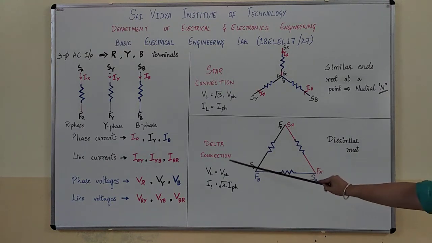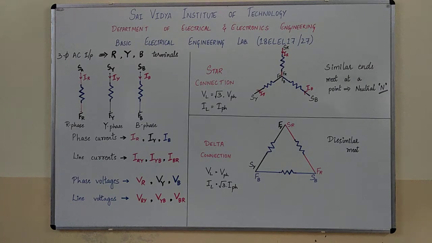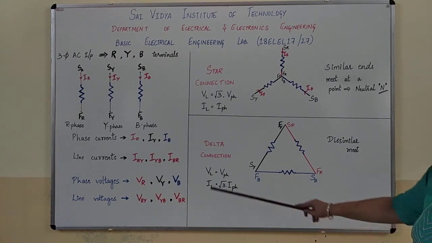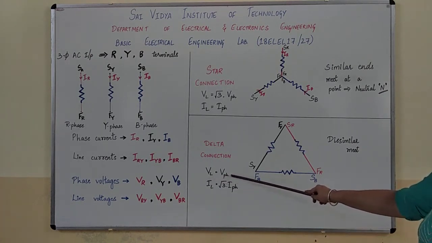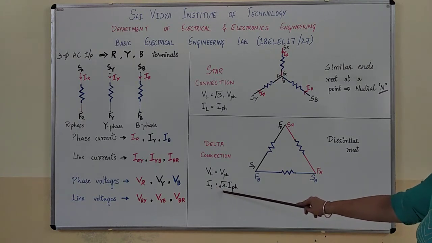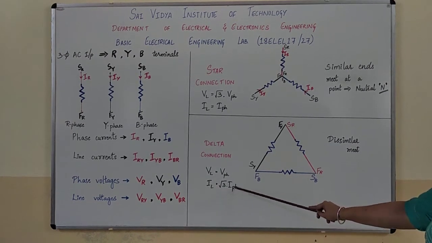Right? Next, let us know about the line voltage, phase voltage, line current and phase current relationship in delta connection. Theoretically, we all have learned it, where the line voltage will be equal to the phase voltage, whereas the line current will be root 3 times the phase current.